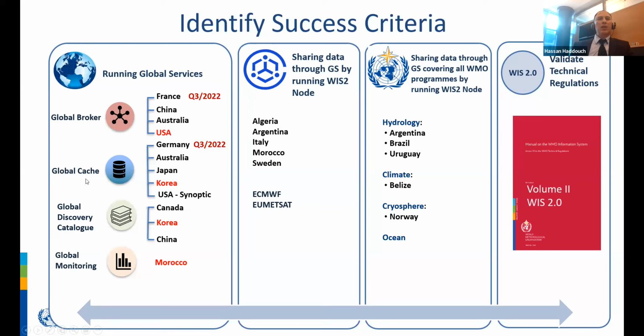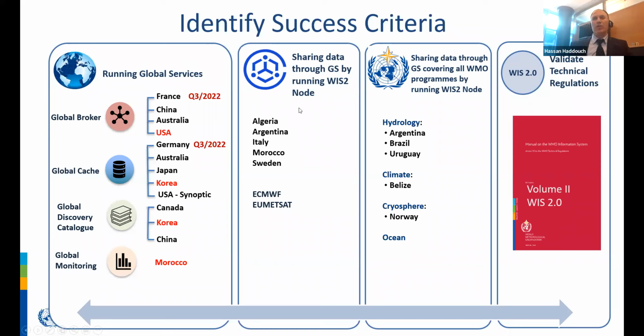And for the global cache, we already have 2 global caches running, from Germany and from Japan. Also Australia and Korea, and the USA, will provide additional global caches. For the global discovery catalog, Canada, Korea, and China will develop it. And the global monitoring will be provided by Morocco.